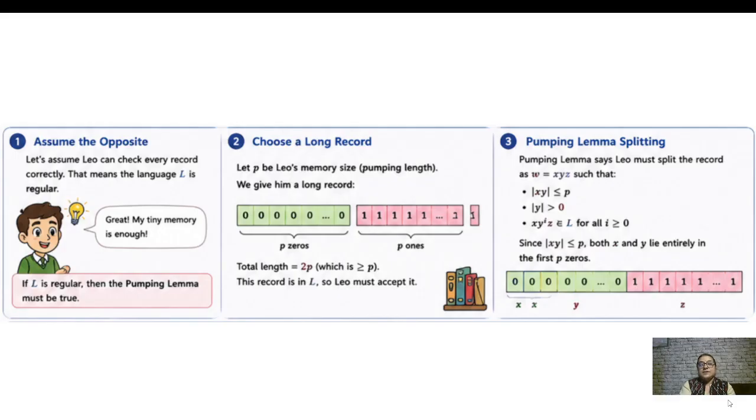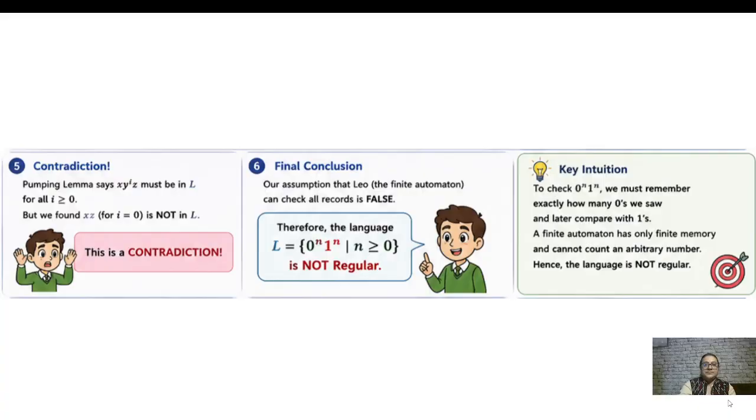And that is where the pumping lemma enters the picture. Instead of directly proving that Leo cannot do his job, we first assume that he can, and then our assumption leads to a contradiction.